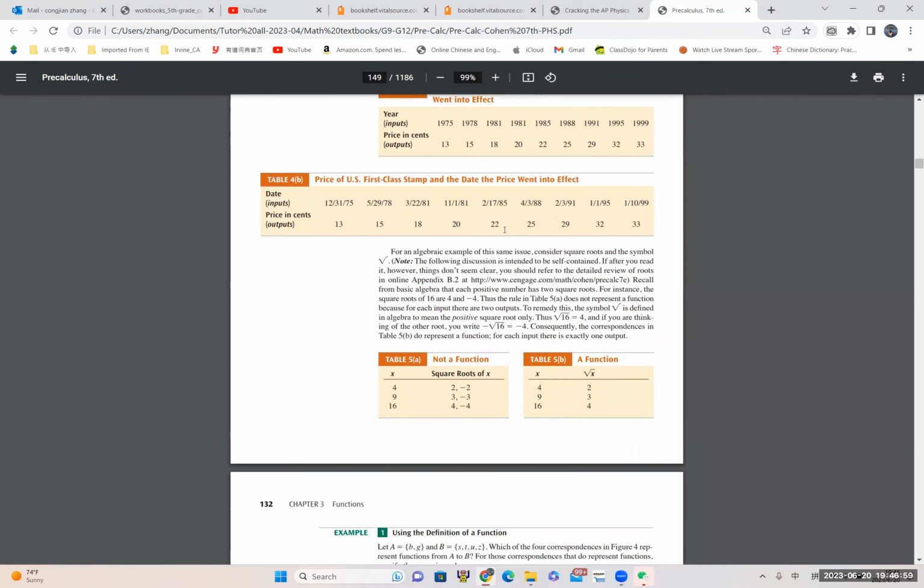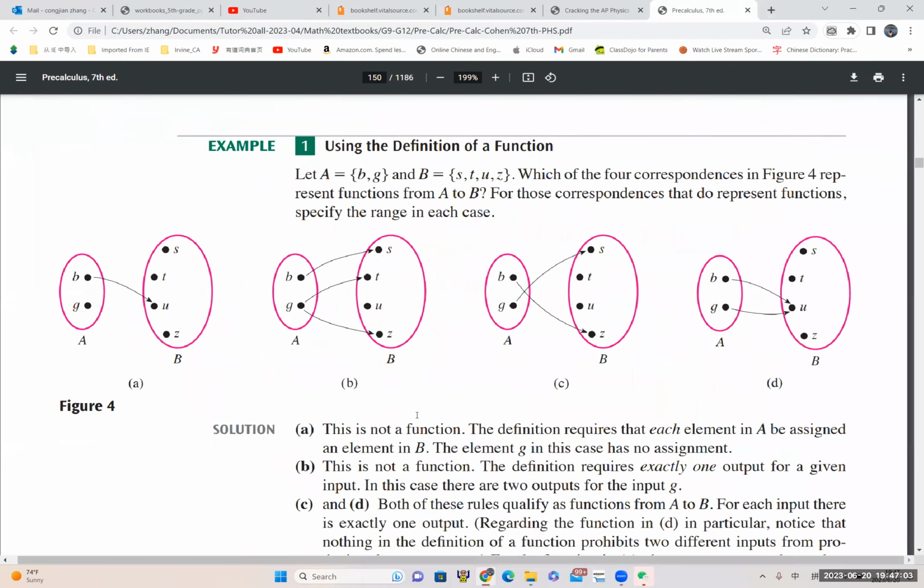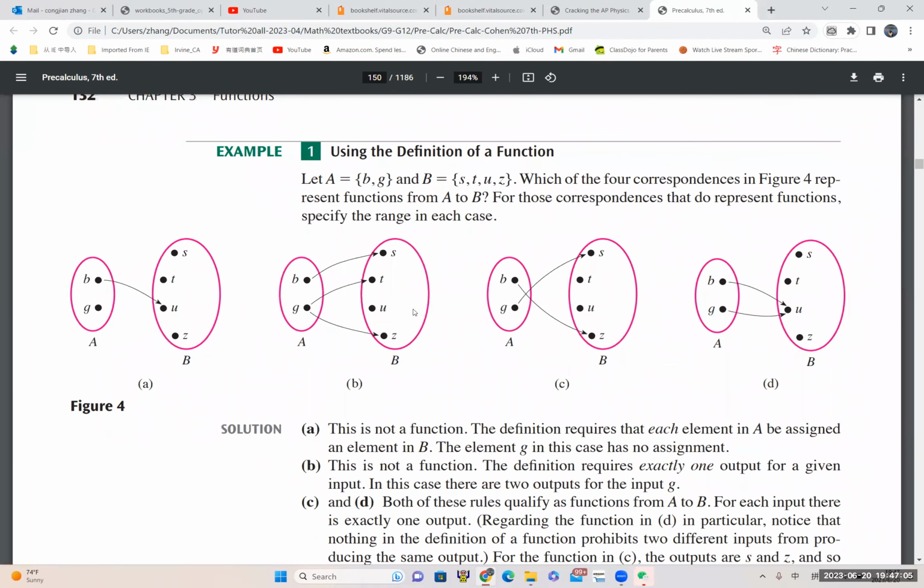Yeah, we will not go into so much detail. What does this mean? Here is A, B, C, D, four questions, right?